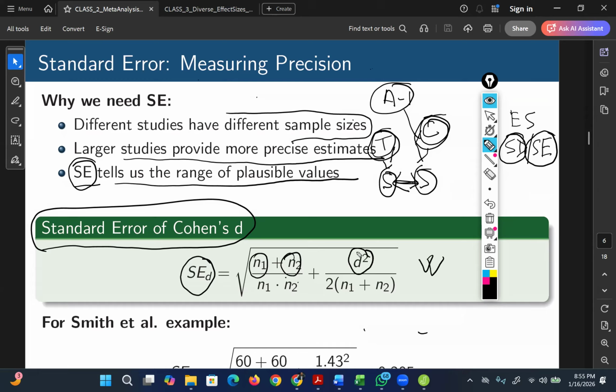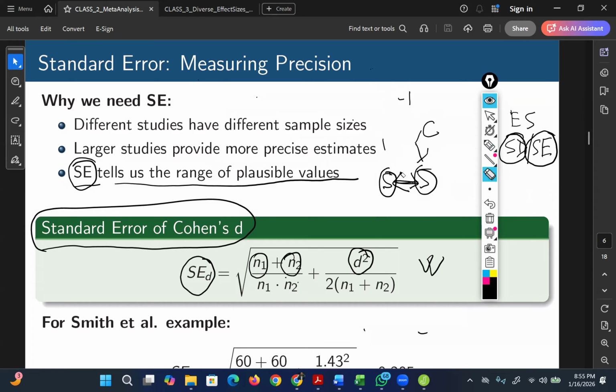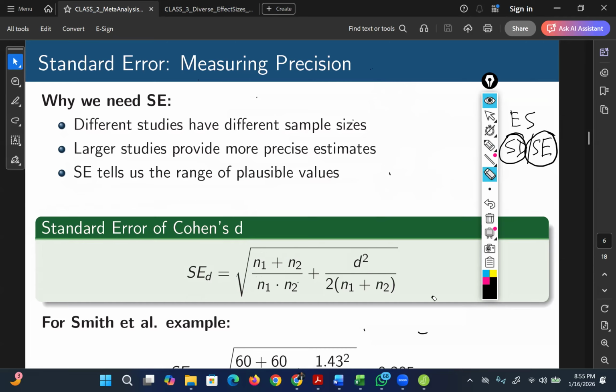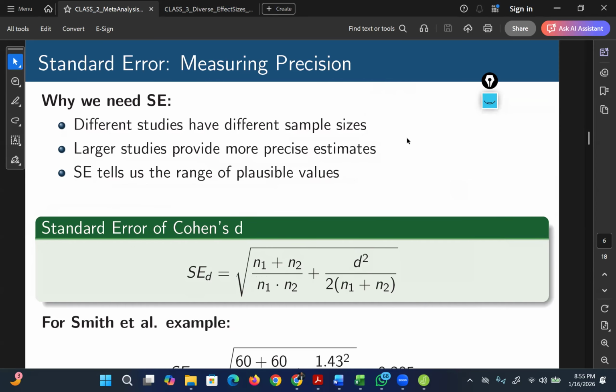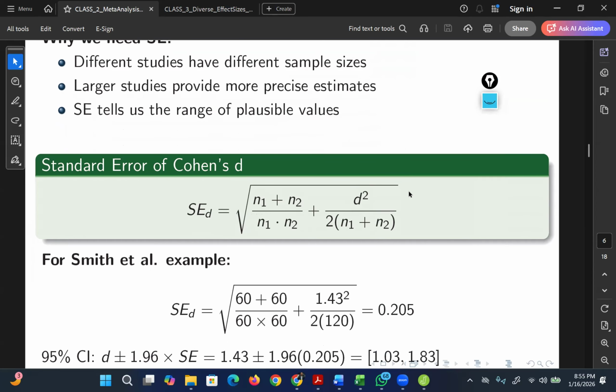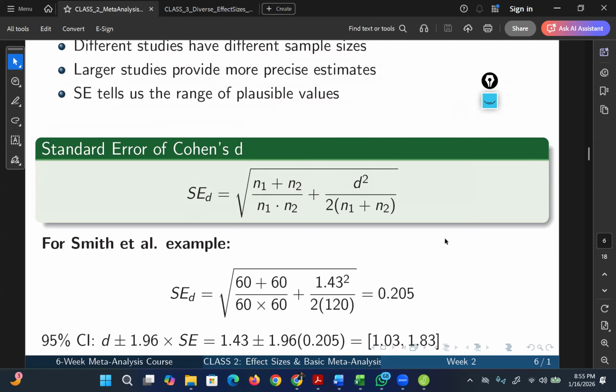d squared is the difference between the two studies' means. So that is how you can calculate the standard error when there are two groups in one single study. So you can see here that this is the calculation.